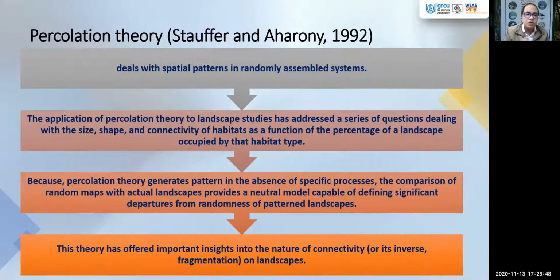Because percolation theory generates patterns in the absence of specific processes, the comparison of random maps with actual landscapes provides a neutral model capable of defining significant departure from randomness of landscape pattern, right? So this theory offers important insight on the nature of connectivity, or its inverse, fragmentation of landscape.